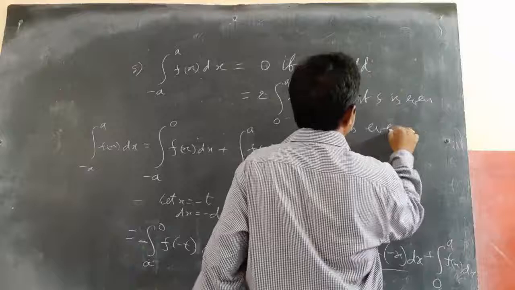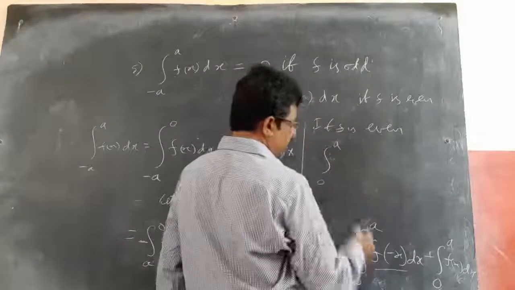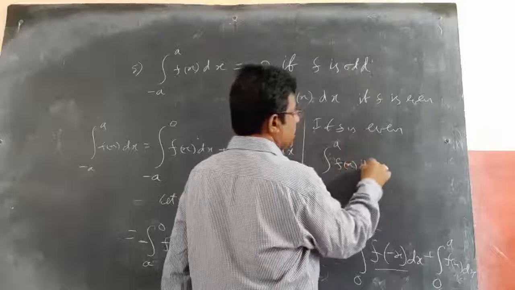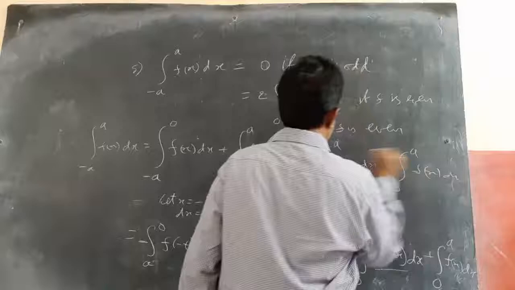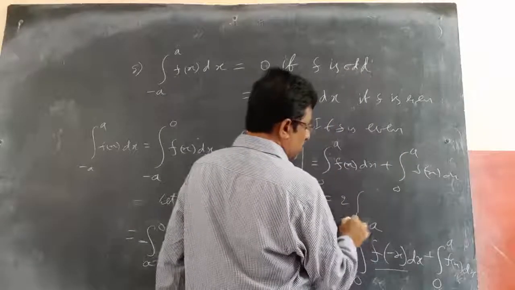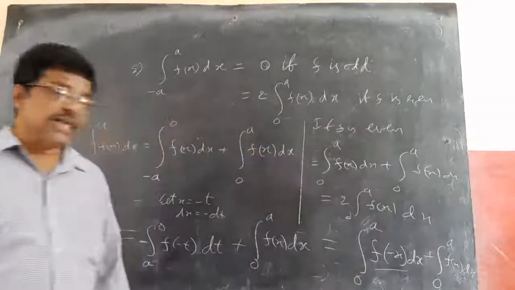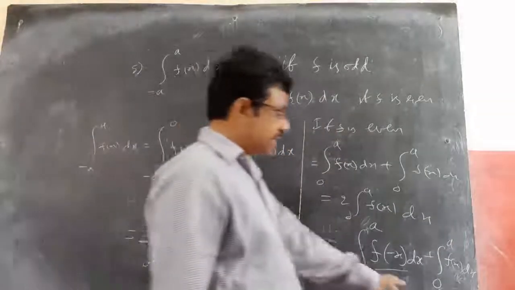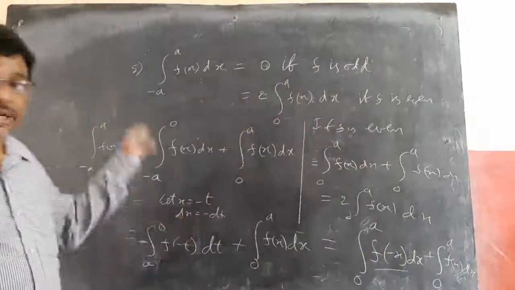If f is even, what happens? This becomes the integral from 0 to a of f of minus x, which is plus f of x, plus the integral from 0 to a of f(x) dx. So the two integrals add up to 2 into the integral from 0 to a of f(x) dx, if f is even. So if f is odd, this is 0, and if f is even, 2 into the integral from 0 to a of f(x) dx. That is what we have to prove.